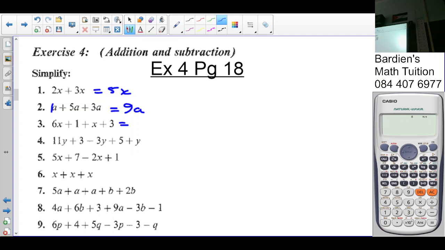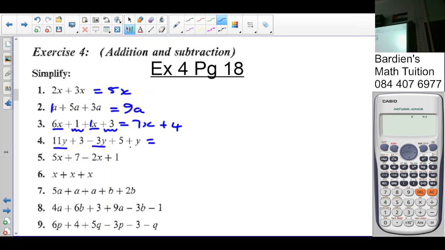The next one, again we're looking for like terms. One of 2 things I do: I either group the like terms or I write like terms next to each other. So what's 6x plus 1x? 7x. What is 1 plus 3? So the answer is 7x plus 4.